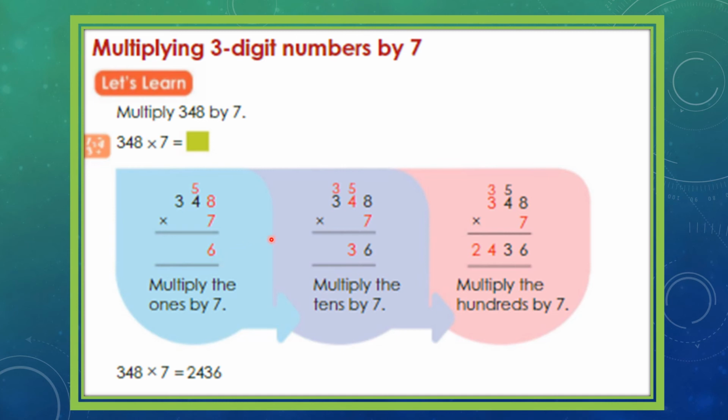And let's go now to step 2. We need to multiply the tens by 7 now. So 7 times 4 equals 28 plus 5 equals 33. So carry 3, bring down 3. And let's now go to step 3 and multiply the hundreds by 7. So 7 times 3 equals 21 plus 3 equals 24. So our final answer here, class, is 2,436.